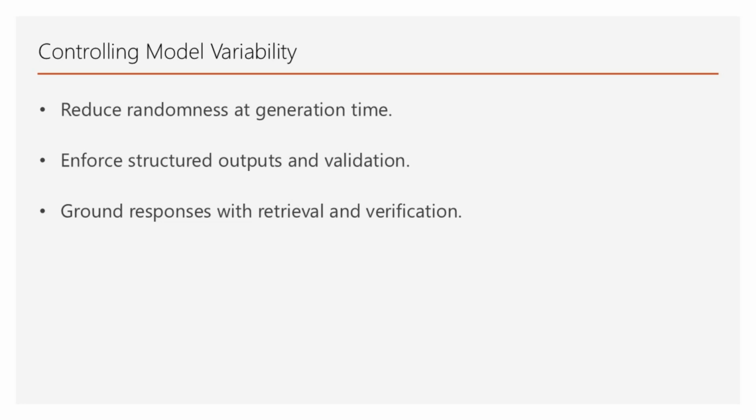In practice, this is done in a few ways. You reduce randomness by tuning generation parameters like temperature. You enforce structure by requiring schemas or function-style outputs and validating them in code. You ground the model by injecting retrieved data, and you verify responses using rules or secondary checks. The key idea is that variability is allowed at the language level, but not at the system level. You don't control what the model says, you control what the system accepts.